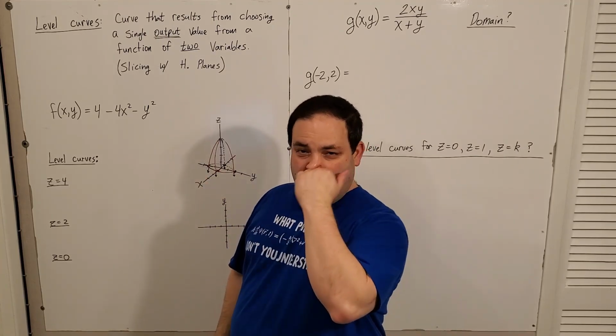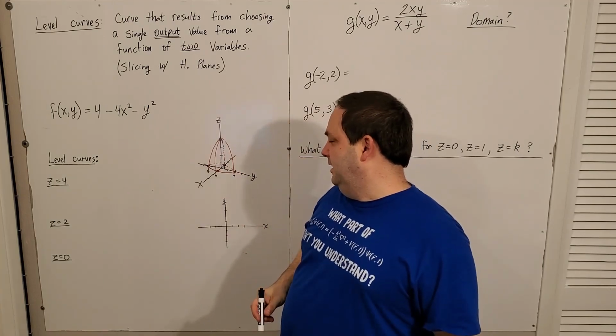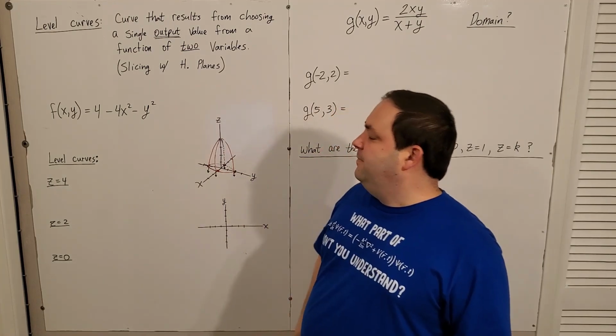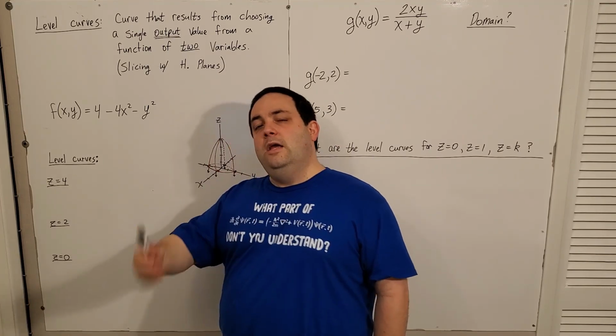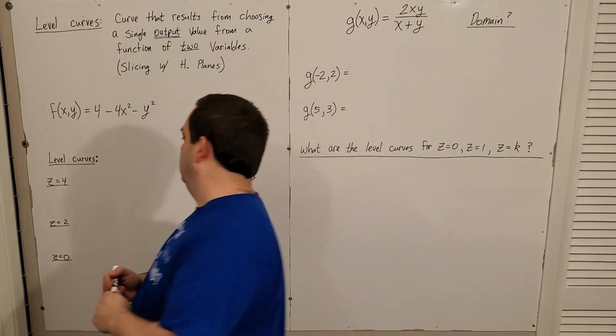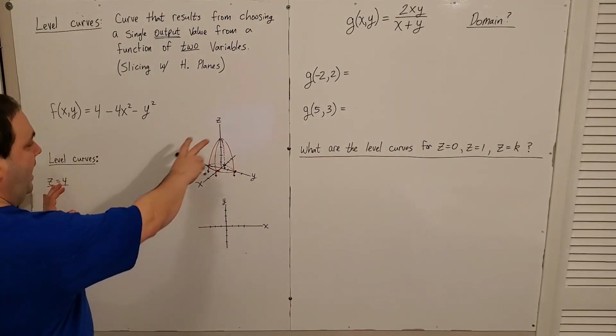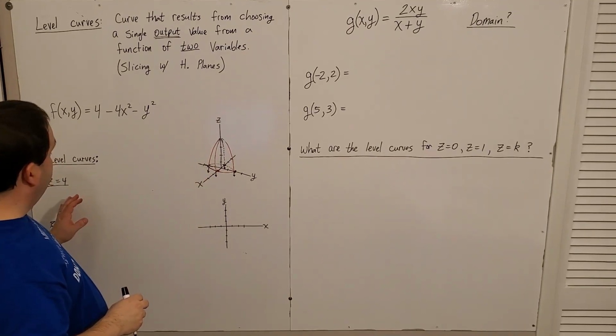f of x, y equals 4 minus 4x squared minus y squared. It's an elliptic paraboloid, facing downward like this. So let's say I pick the plane z equals 4 and ask, what's the level curve at z equals 4? Well, let's do it both ways. Let's look at the graph and let's look at the function.